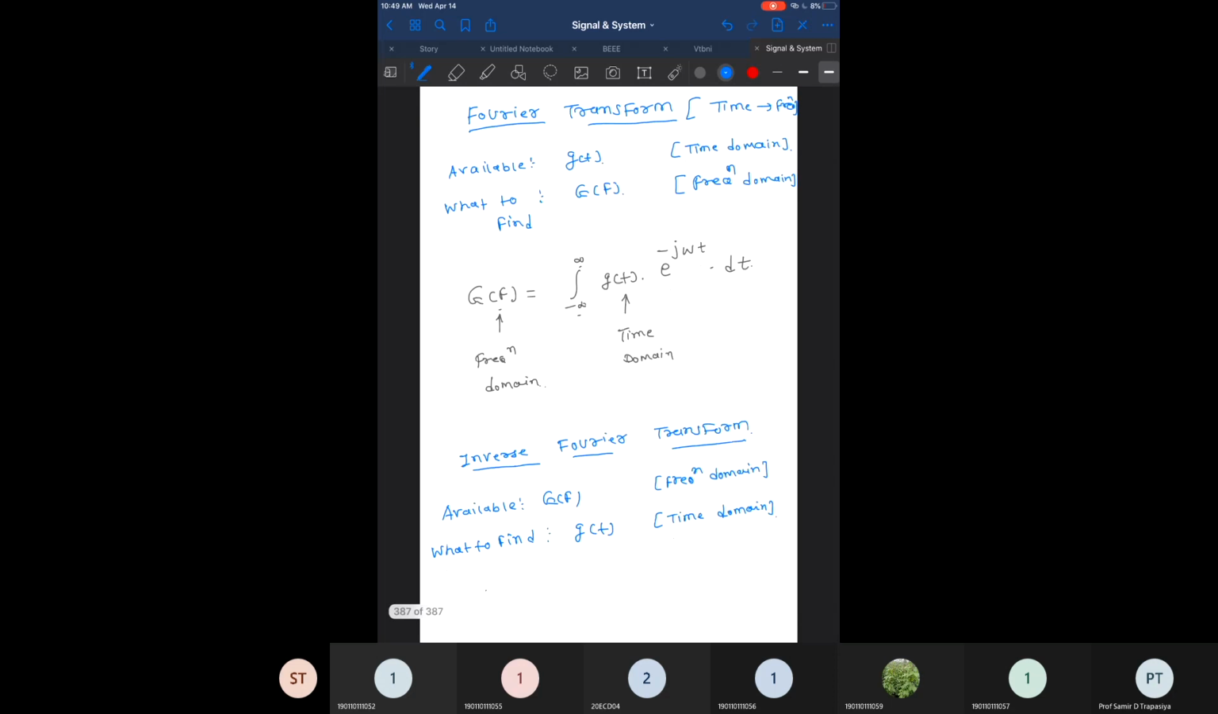So that way we can say any signal g of t can be found as an inverse Fourier transform of g of f. So g of t we are interested to find from g of f. So that is multiplied with e raised to plus j omega t. That is very important. And here we have taken the integration with respect to time, but here we don't have the signal available in a time domain. We have the signal available in a frequency domain. So this integration is taken with respect to the frequency, so that is with df. So these two are very, very important equations.